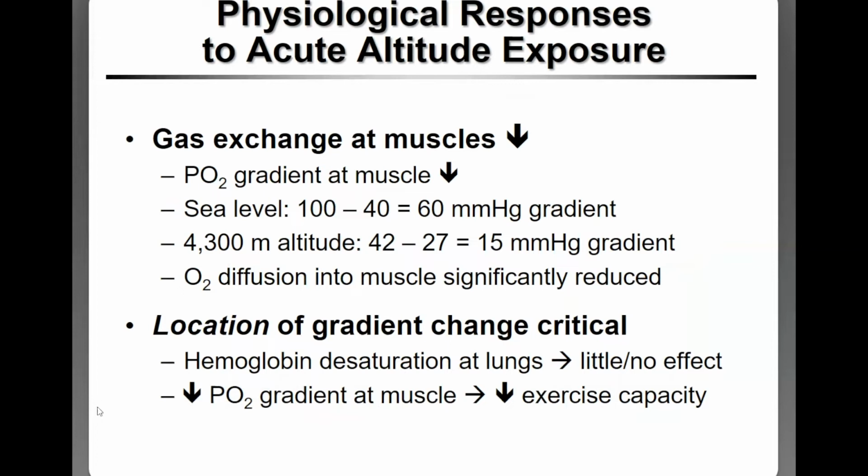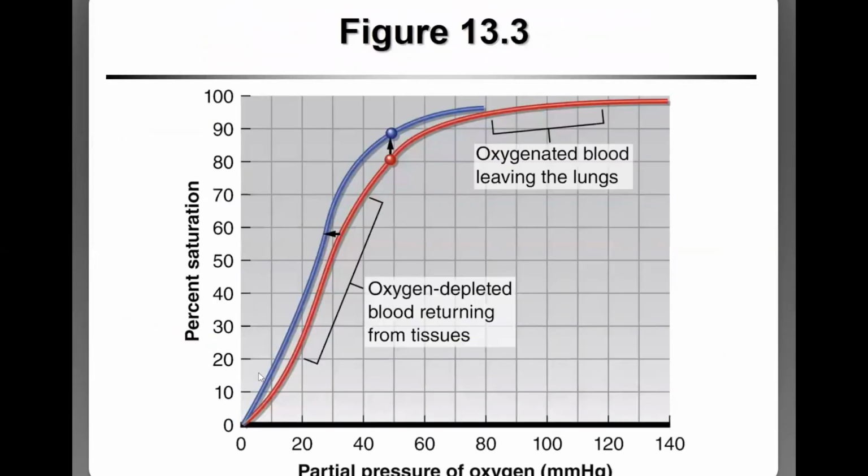So the fact that this gradient is less or smaller at the tissue is critical because this has a direct impact on our exercise capacity, where less oxygen is going to be delivered to our mitochondria. So this is another figure of the hemoglobin dissociation curve, just illustrating the leftward shift of the curve, where more oxygen will be picked up by hemoglobin, but less oxygen will be delivered to the myoglobin at the tissue level.